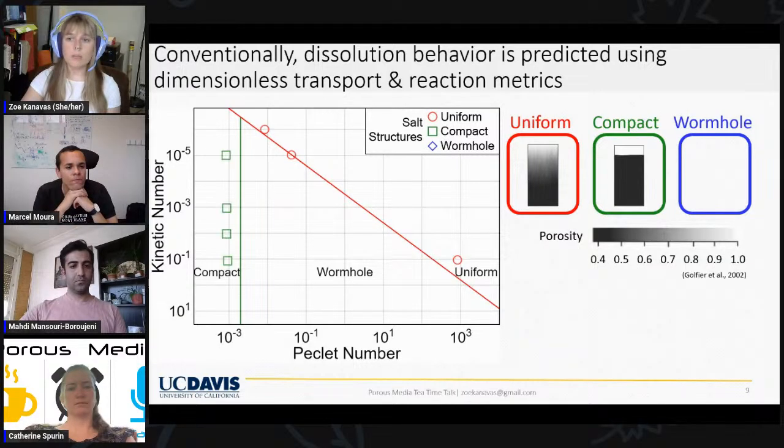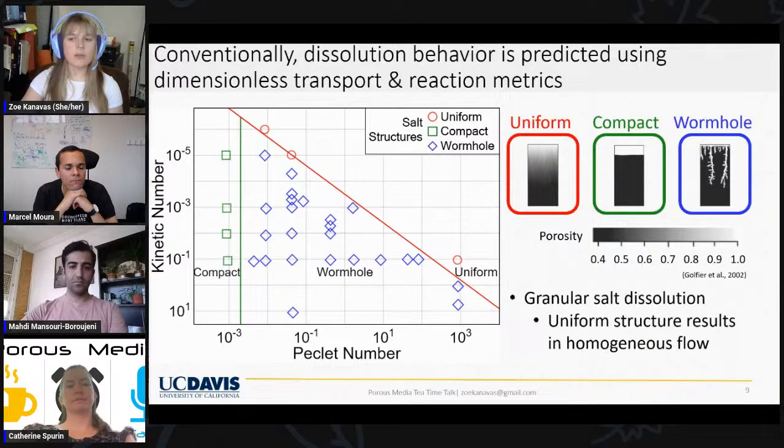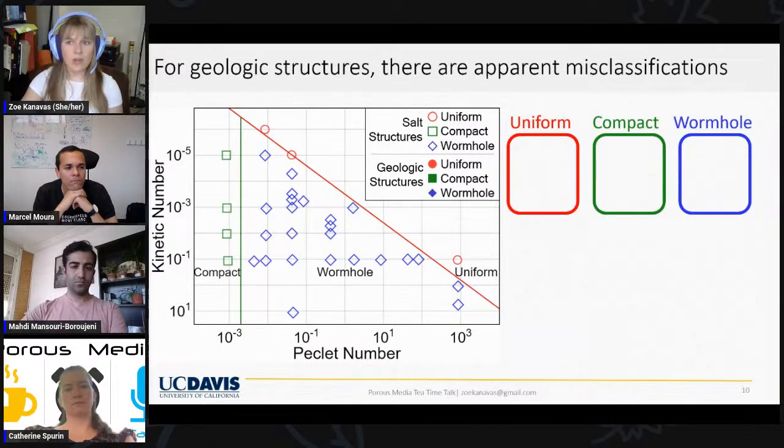At very low Péclet numbers, we expect to see compact dissolution, where the porous medium is dissolving mostly where the injection occurs. When the transport and reaction timescales are better matched, we expect wormhole dissolution, where highly conductive channels are etched throughout the rock and all of the reaction occurs. To reiterate, this diagram was developed from observations of granular salt sample dissolution. The uniformity of the sample structure will result in a homogeneous flow field. However, real rock samples are rarely homogeneous.